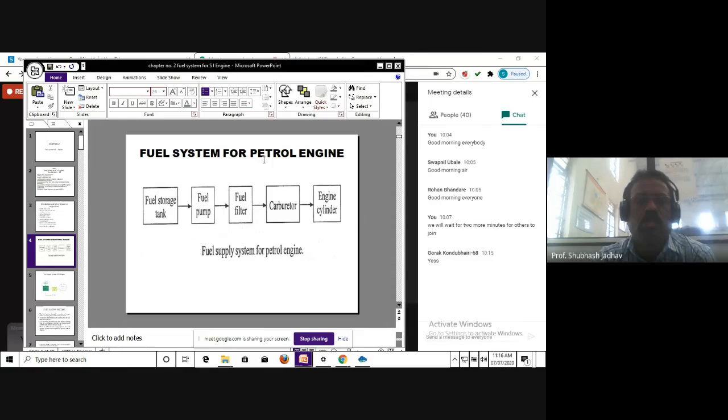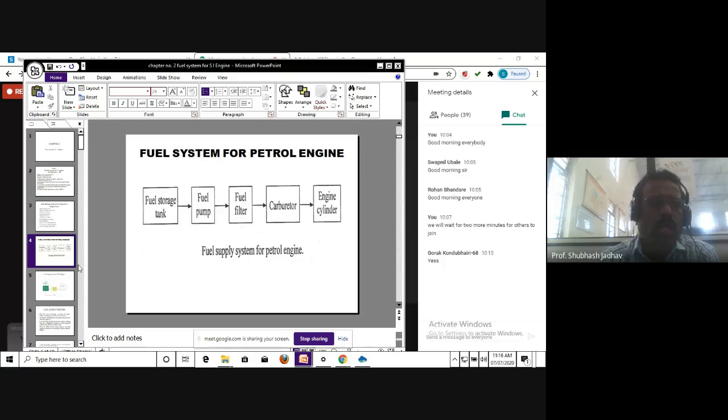Okay, so this is the block diagram indicating the fuel supply system for a petrol engine. So what are the components of the fuel system of a petrol engine or SI engine? It is the tank, it is the pump, there is a fuel filter, then we have a carburetor, and then the mixture is being produced and it is supplied to the engine.